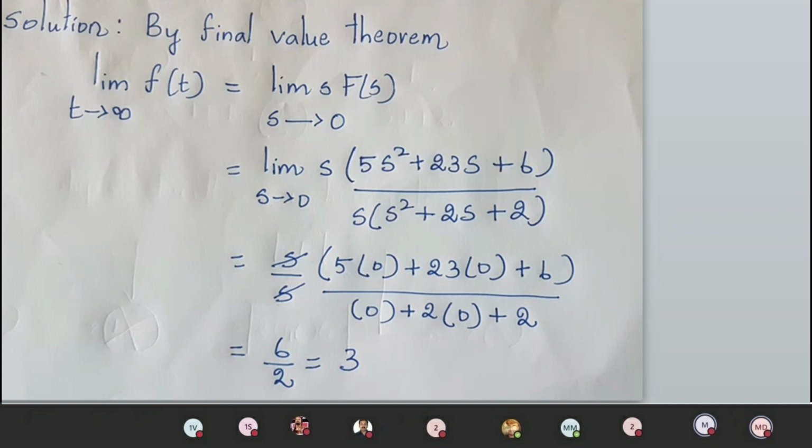So you should understand one thing. If you practice thoroughly, if you're very strong in these problems, it hardly takes 10 to 15 seconds to solve and boost your score, right? So how you approach is very, very important. So when I write s into F of s, s and s will get cancelled. I am left only with 6 by 2, which is 3. And don't forget, we are using the final value theorem here because t tends to infinity, right?